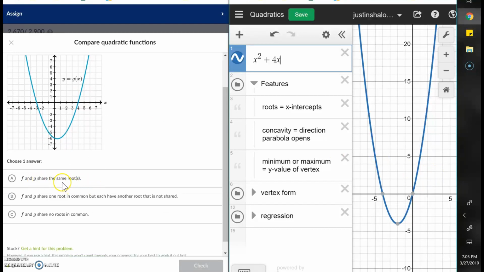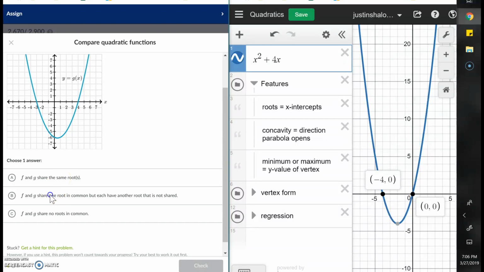Looks like we're comparing roots. Roots are x-intercepts. So the function we just graphed has x-intercepts of -4 and 0. And the function that's graphed over here on Desmos is -3 and 4. Do they have the same roots? No, they don't have the same roots.